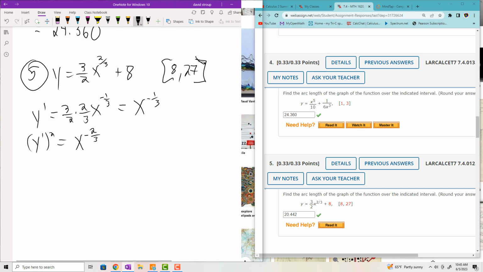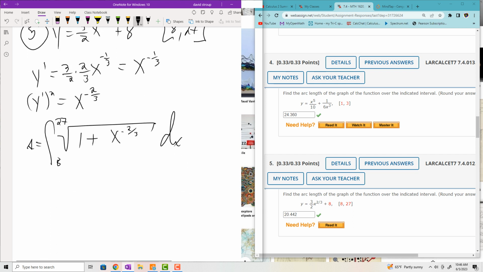Then we dump it into our integral. We're looking for the arc length from 8 to 27 of the square root of 1 plus x to the negative 2/3 dx. And look at this guy. If you try to do a u sub right now, you're going to be in a world of hurt, because you're not going to get the nice cancellation, and the x's won't cancel. So the way you have to do it is a bit more complicated, and you have to remember the process. So how am I going to do it, Mr. Stroop? Well, let's take a look.